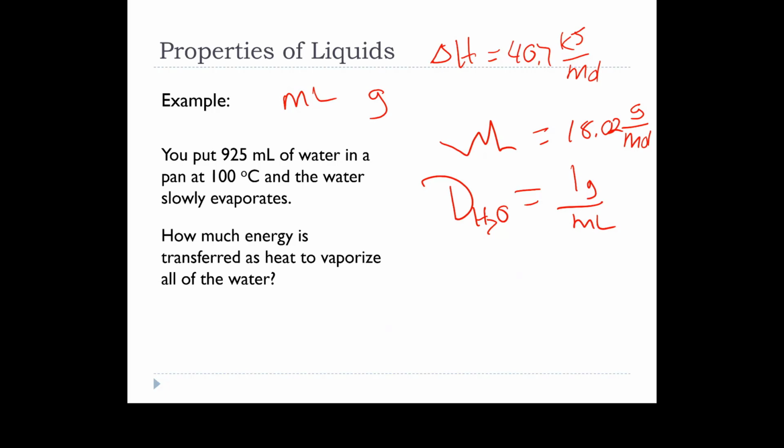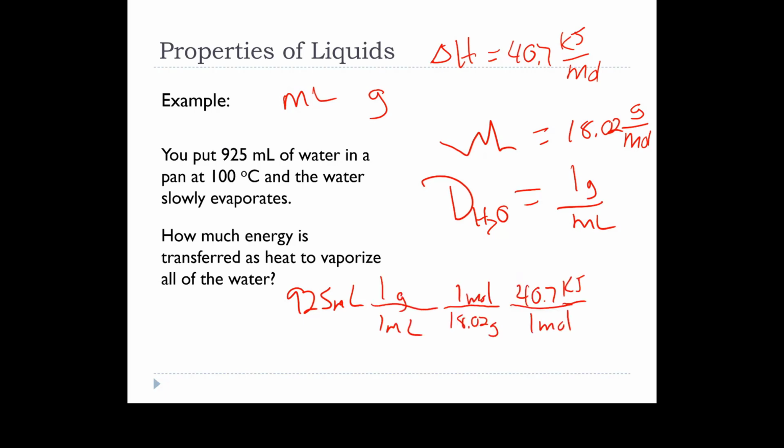So how do I solve it now that I've got all the stuff I need? Okay, so 925 milliliters, I'll start there. Where do I go from there? So tracking the units, milliliters cancel, grams cancel, moles cancel. I'm left in kilojoules. I was asked to find energy. We know energy is in kilojoules. That should solve the problem.